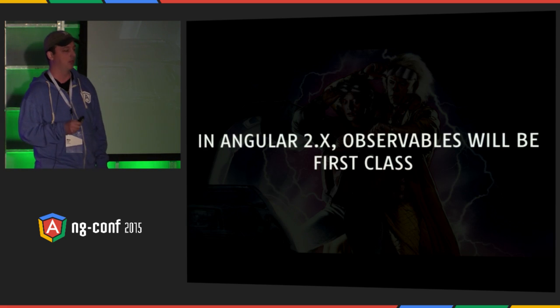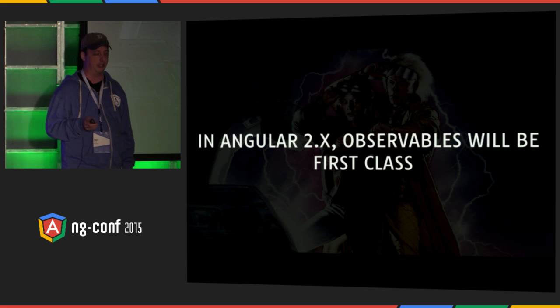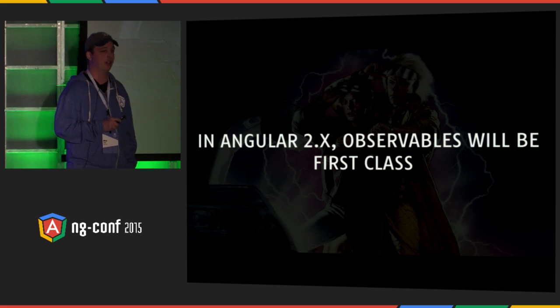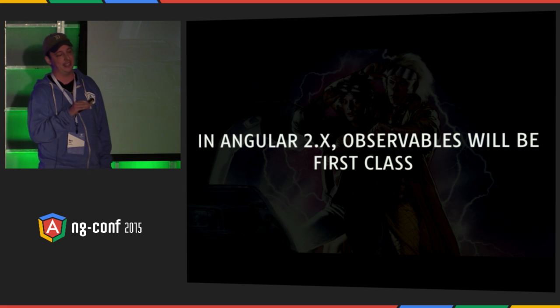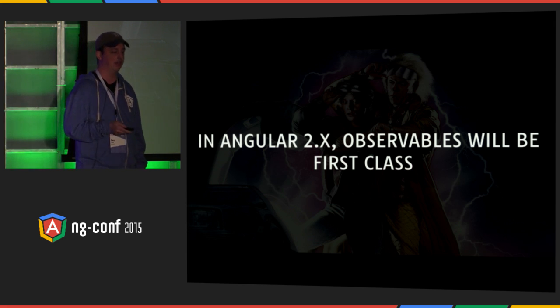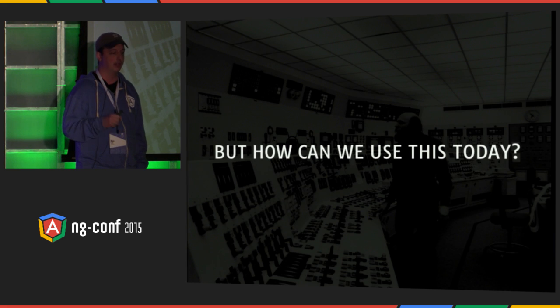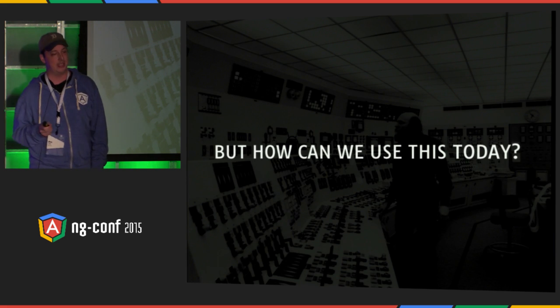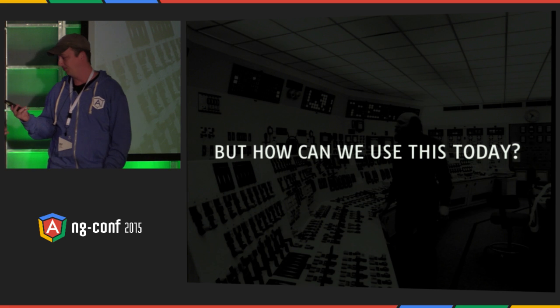Another reason you should care about observables: a birdie told me that in Angular 2, observables will be first class. I am not entirely sure exactly the level of support, but I know that it's something that they're looking into heavily. But that brings us to Gonto's talk, which is how can we use this today in Angular 1?